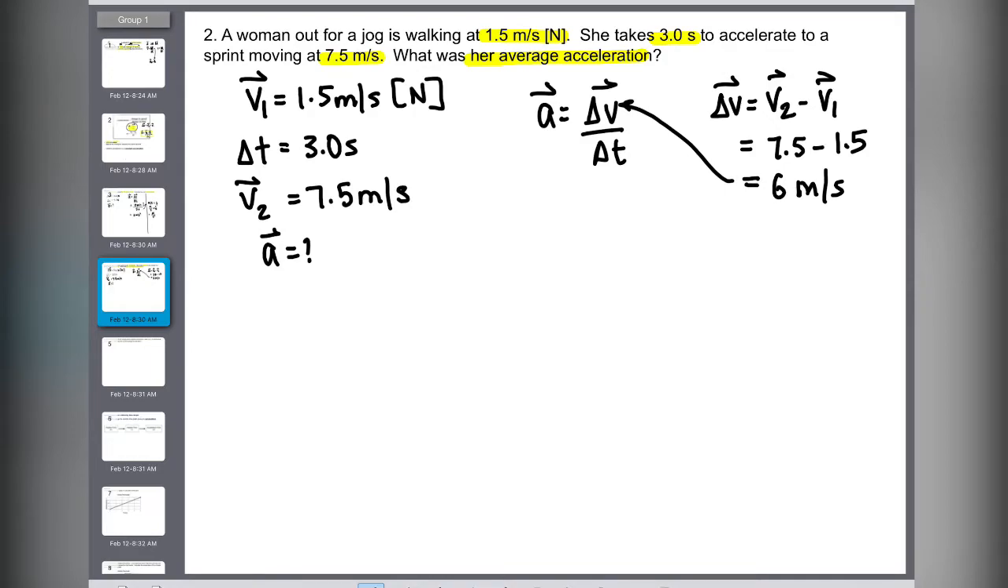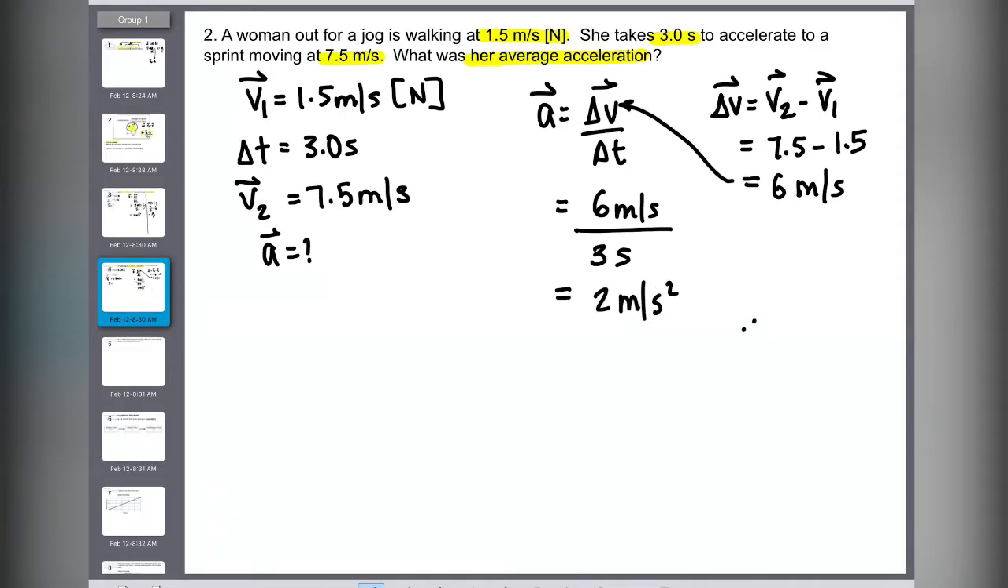Do the math: 6 meters per second. Now I can throw this in here, because I've found the change in velocity. It went from 1.5 to 7.5, so the change is 6. So now I can use 6 meters per second divided by the time, which is 3 seconds. 6 divided by 3 gives me 2.